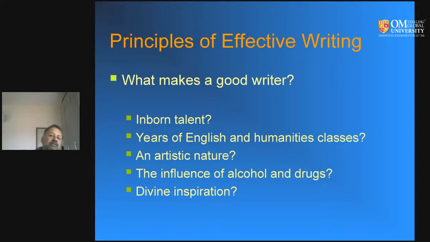What makes a good writer? There are certain myths or certain notions that are prevailing about good writing. First notion is that it is an inborn talent. Second notion is that years of English and humanities classes make you a good writer. Third, an artistic nature. Fourth, it may be some influence of alcohol or drugs. Or lastly, it can be some divine inspiration. These are certain myths or notions which are prevailing about what makes you a good writer. Next, please.